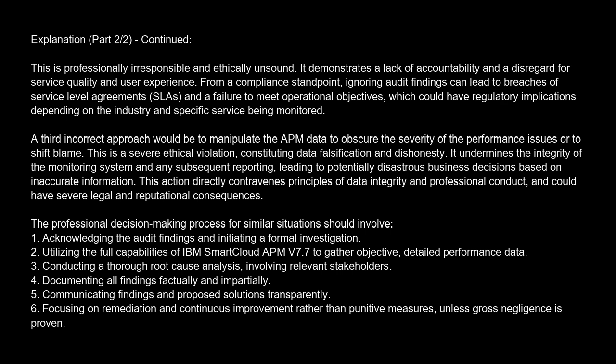The professional decision-making process for similar situations should involve: 1. Acknowledging the audit findings and initiating a formal investigation. 2. Utilizing the full capabilities of IBM SmartCloud APM v7 to gather objective, detailed performance data. 3. Conducting a thorough root cause analysis involving relevant stakeholders. 4. Documenting all findings factually and impartially. 5. Communicating findings and proposed solutions transparently. 6. Focusing on remediation and continuous improvement rather than punitive measures, unless gross negligence is proven.